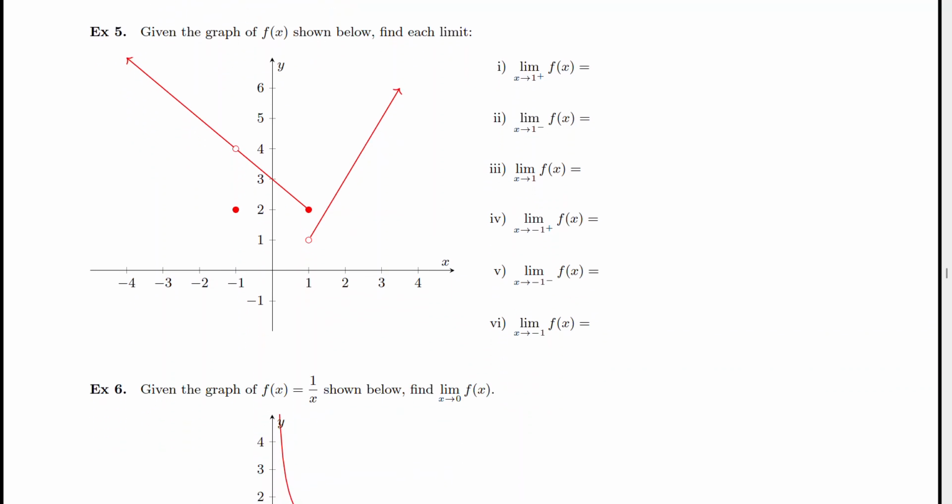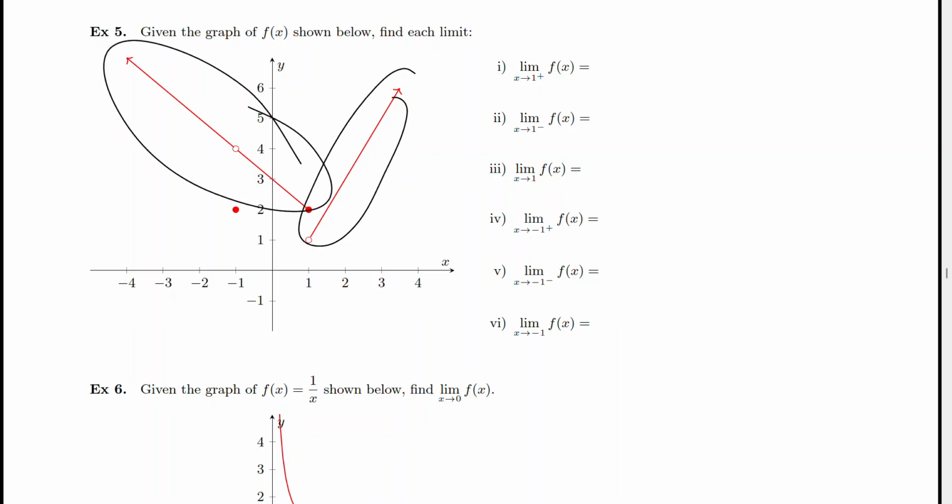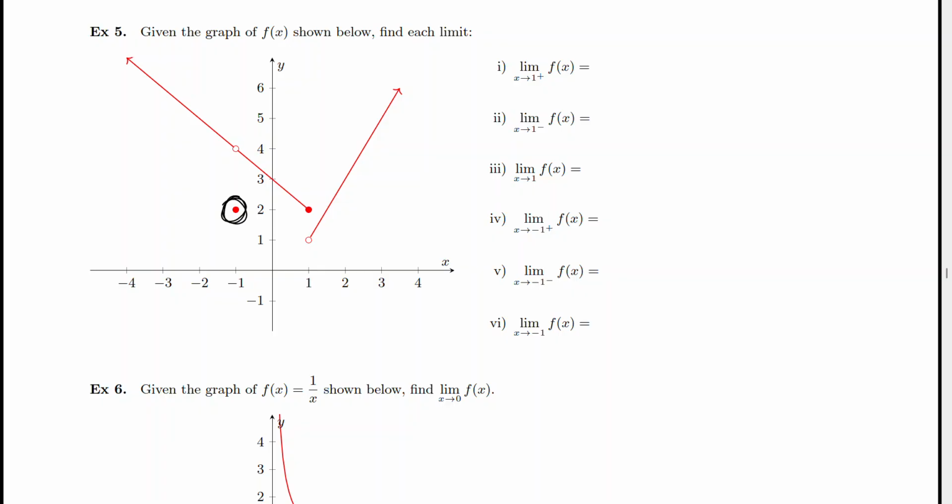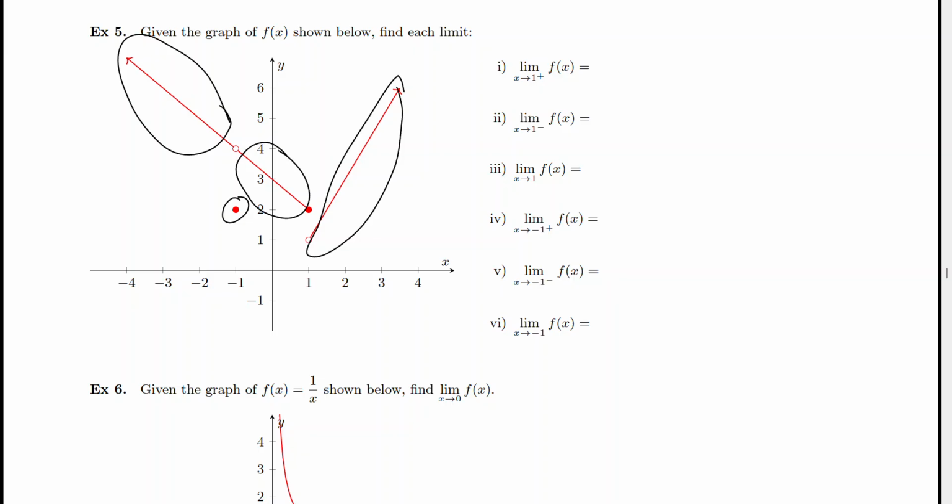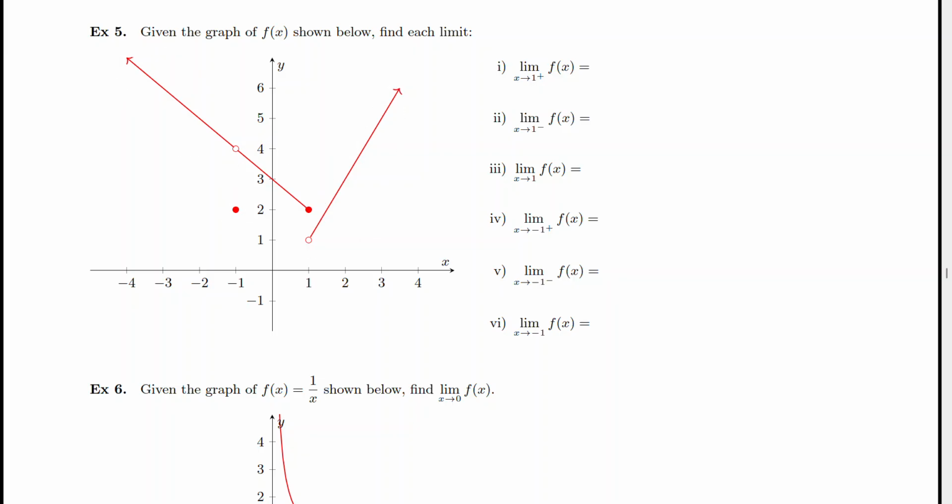Okay, for example 5, I am given the graph, so I don't have to worry about graphing anything, and they're asking me to find a bunch of limits. So the function f of x looks like a line, it's another line on this side, and there's a point floating out all by itself. So technically, there are 4 branches. There's one branch, here's the second one, here's the third one, and here's the 4th branch. So there are 4 branches in total to graph this function.